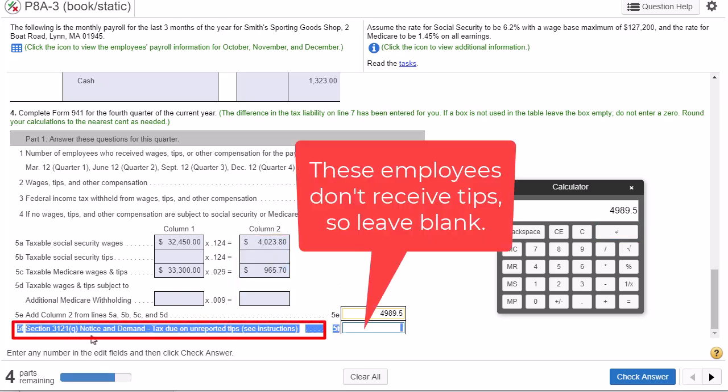Line 5F, tax due on unreported tips. In this problem, there are no tips, so we're going to leave it blank.